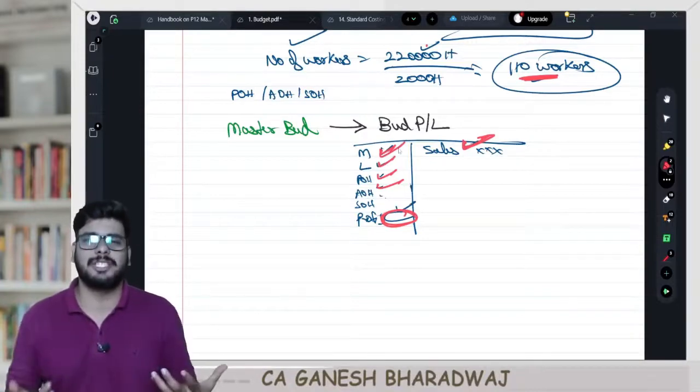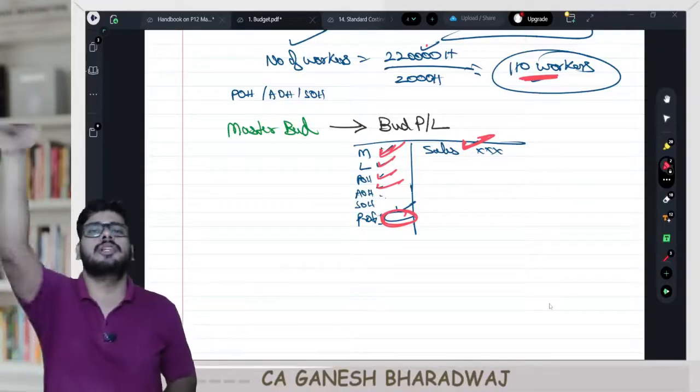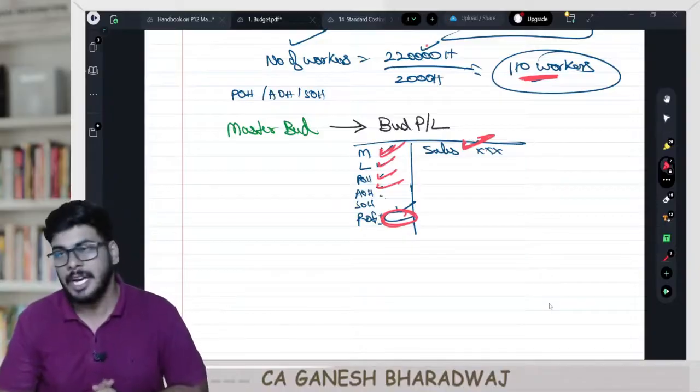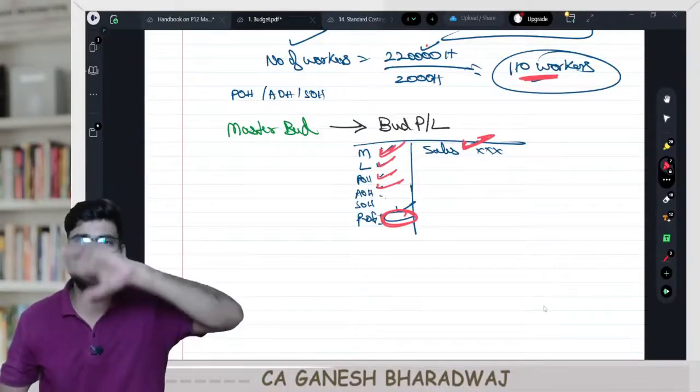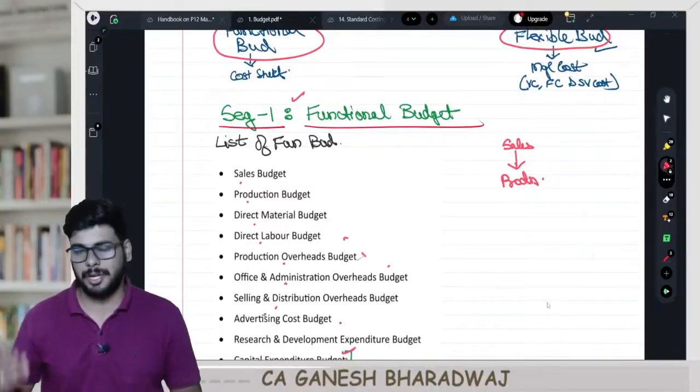So a master budget is nothing but a comprehensive budget that covers all the other budgets, using which you can prepare your budgeted profit and loss statement. Clear with this, guys? So that is the entire story about the functional budget.